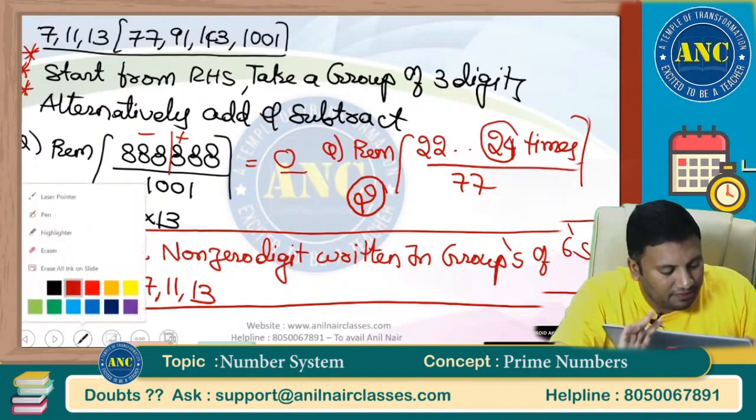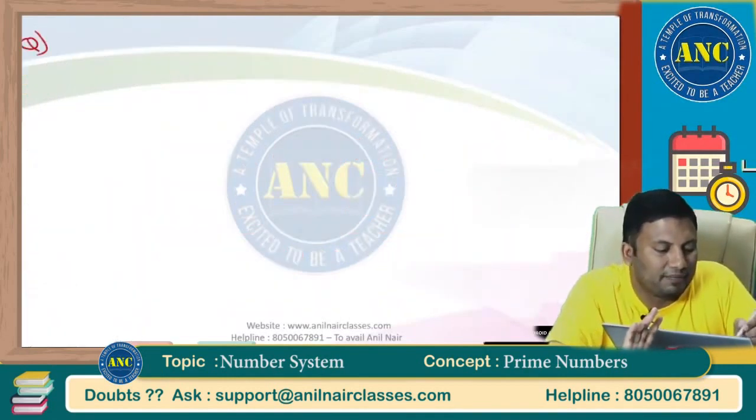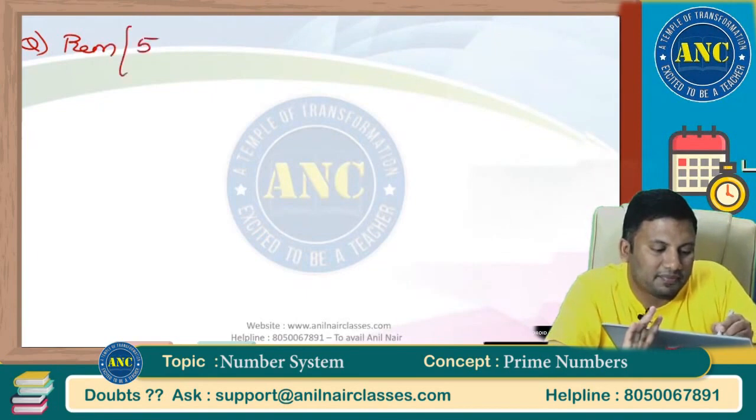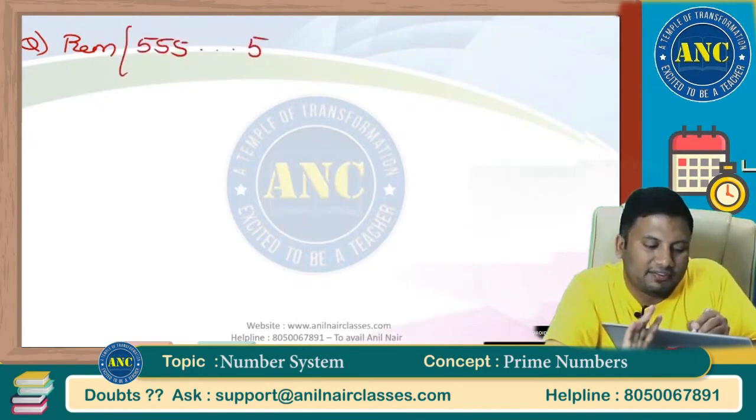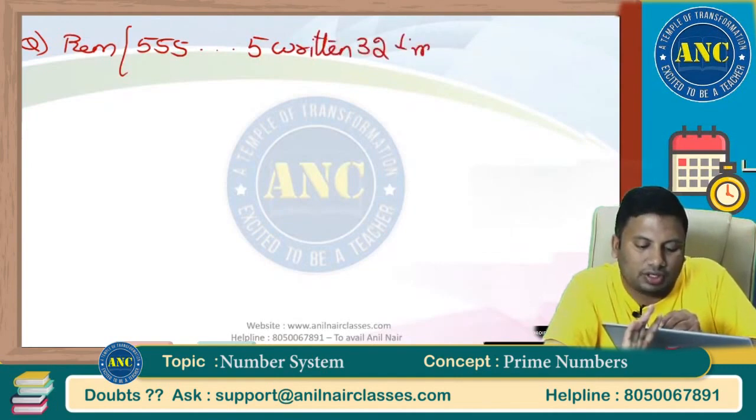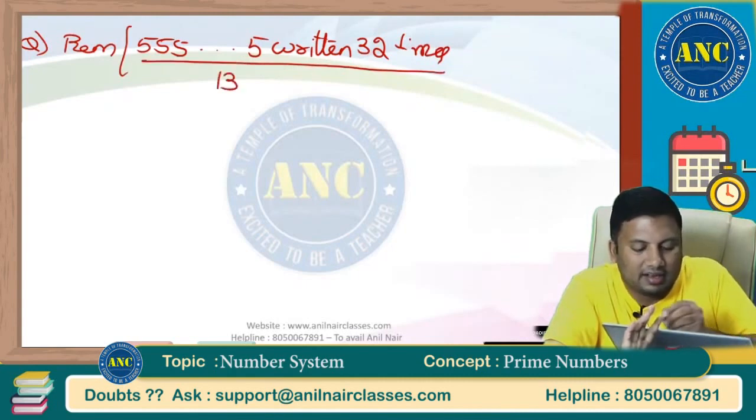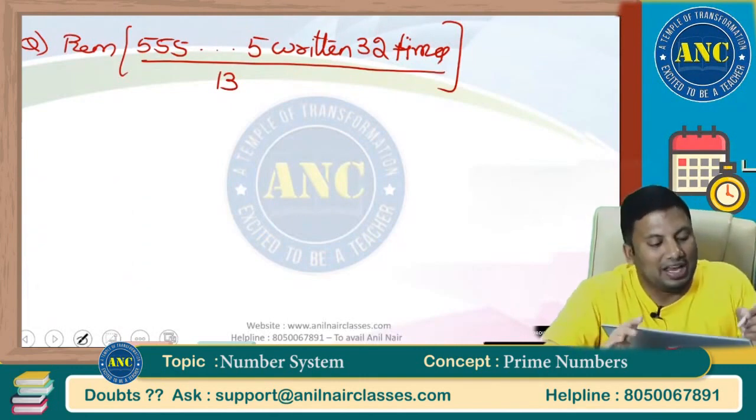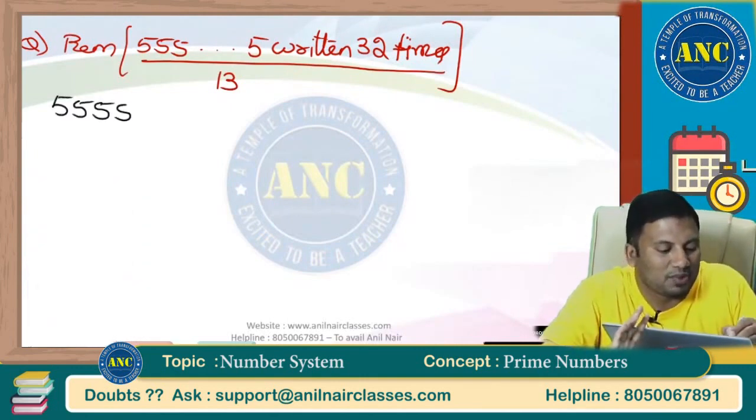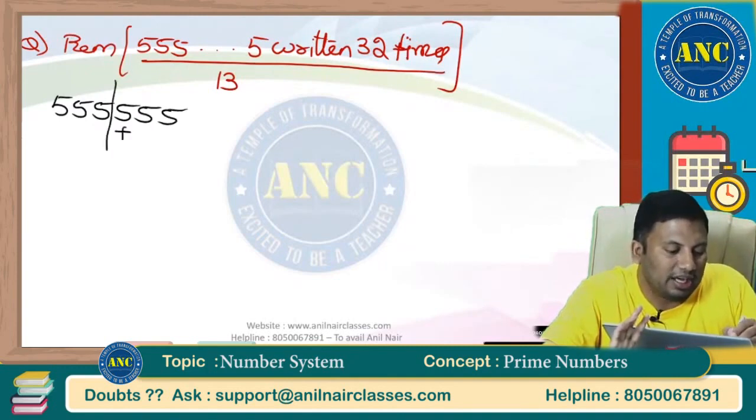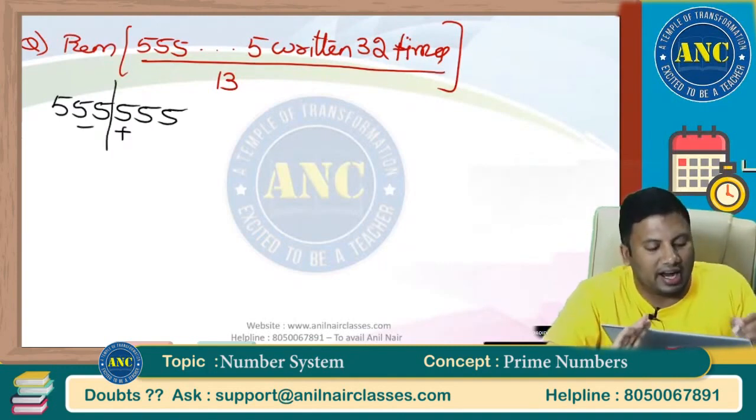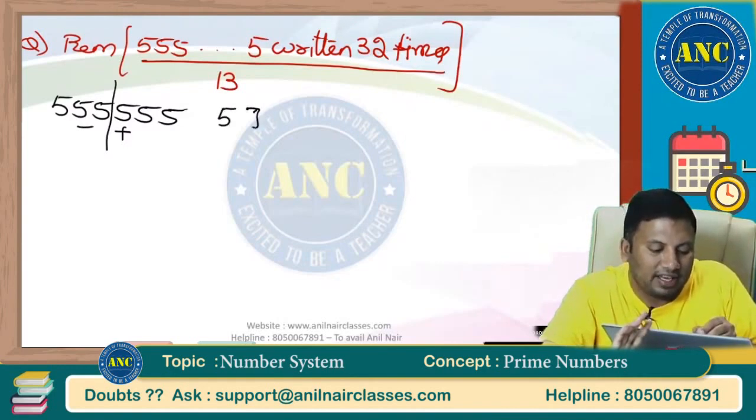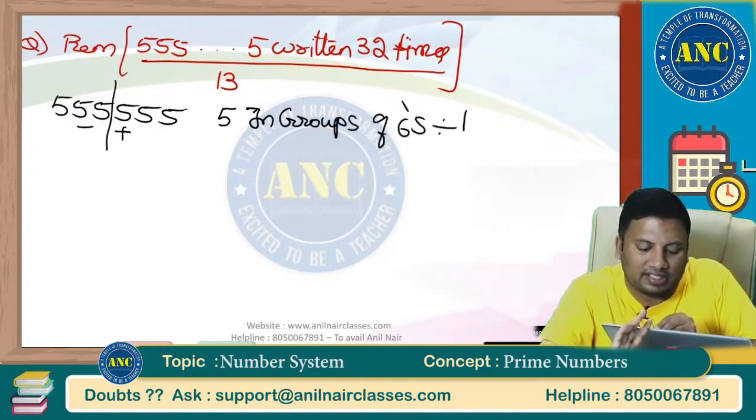Few more examples. Listen carefully. 5 is written 32 times divided by 13. Now see here. If 5 is written 6 times, take a group of 3 digits, alternatively add and subtract. That means 5 in groups of 6 is always divisible by 13.